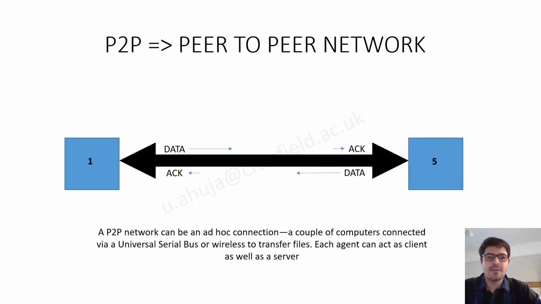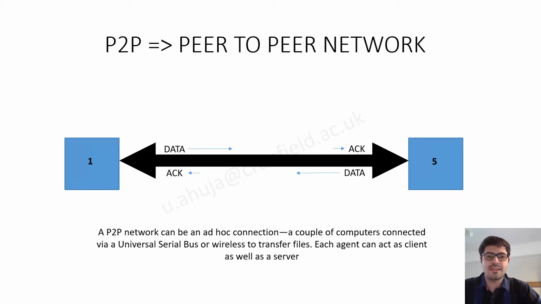So here we want to clear up what a peer-to-peer network is, which is also known as P2P. Consider 2 agents named agent 1 and agent 5. A peer-to-peer network means that the data sent from 1 is received by 5 at the same time, and the data from 5 is also received by 1. So both actions are occurring simultaneously in the same time frame.